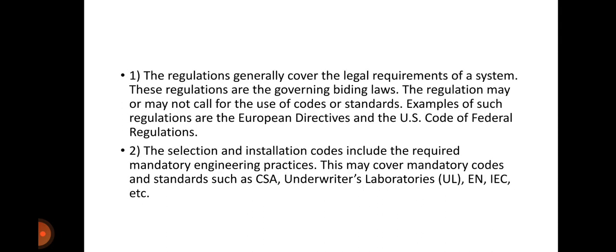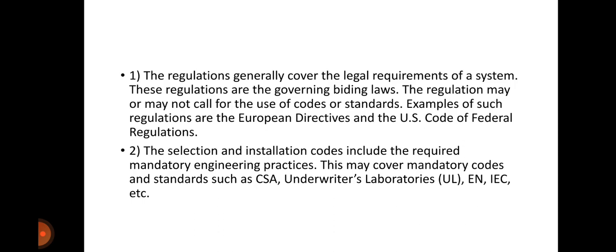One, the regulations generally cover the legal requirements of a system. These regulations are the governing binding laws. The regulation may or may not call for the use of codes or standards. Examples of such regulations are the European directives and the US Code of Federal Regulations. The selection and installation codes include the required mandatory engineering practices. This may cover mandatory codes and standards such as CSA, Underwriters Laboratories (UL), EN, IEC, etc.